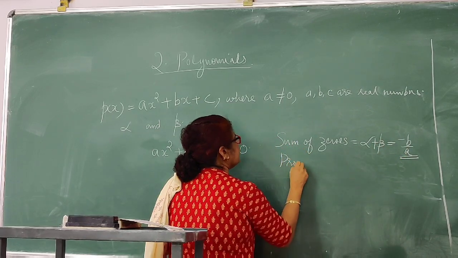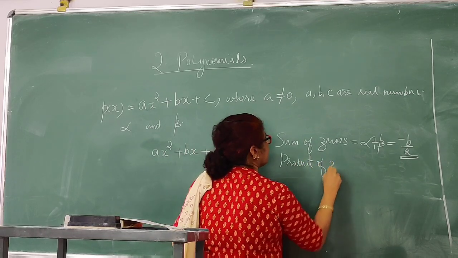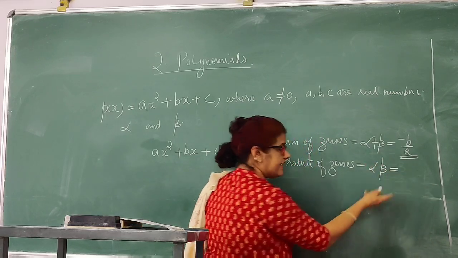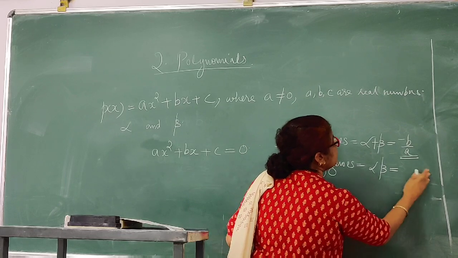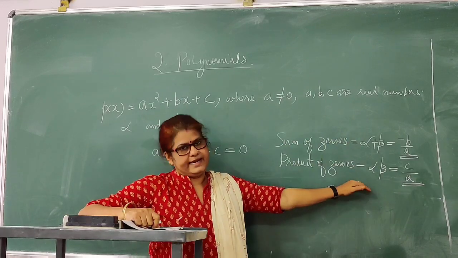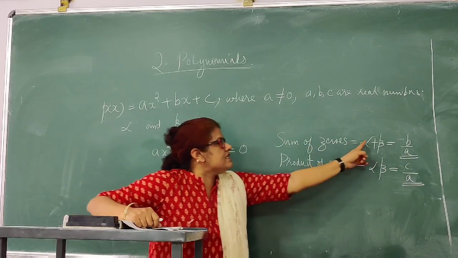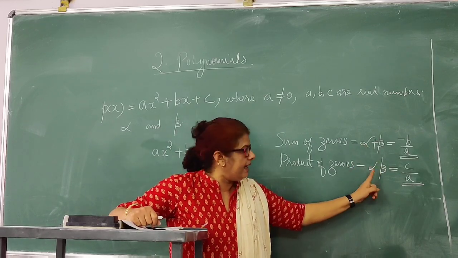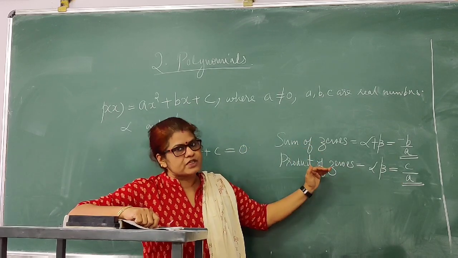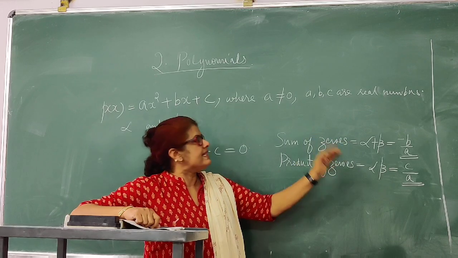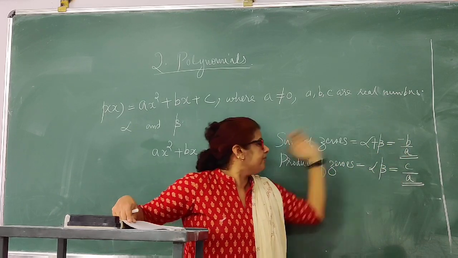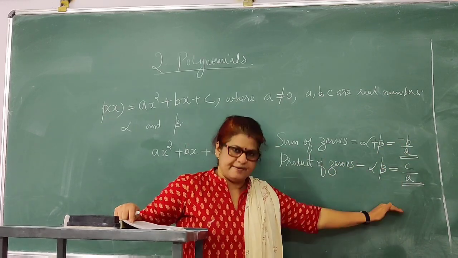Then the product of zeros is given by alpha into beta, alpha beta. And it is given in terms of the coefficients as c by a. This is the relationship between the two zeros of a quadratic polynomial and their coefficients. That is, if alpha and beta are the two zeros of a quadratic polynomial, then the sum of zeros, alpha plus beta, is given by minus b by a, and alpha beta is given by c by a.